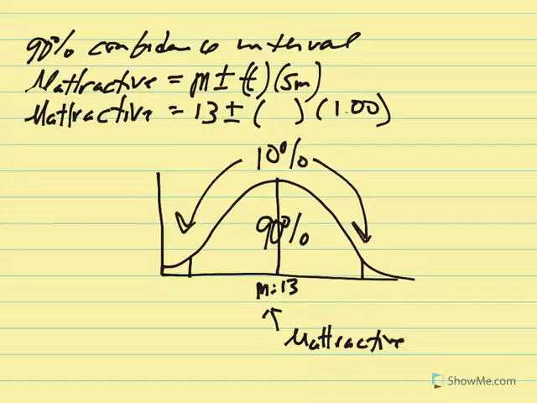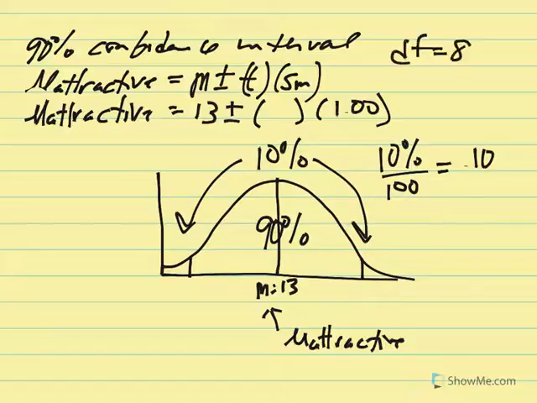So we're going to use that 10%, convert it to a proportion to use our t-table. So we divide by 100 and we get a proportion of 0.10. And now we're going to find out what that t-value is equal to, given the parameters of 90% confidence and degrees of freedom. Again, degrees of freedom was equal to 8.